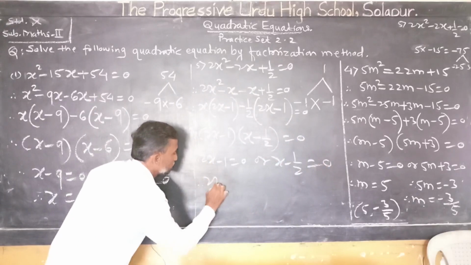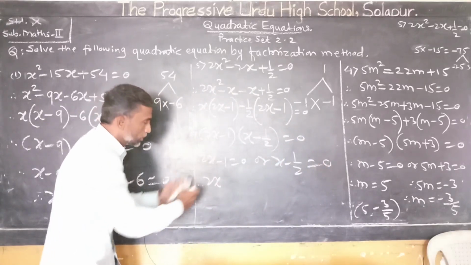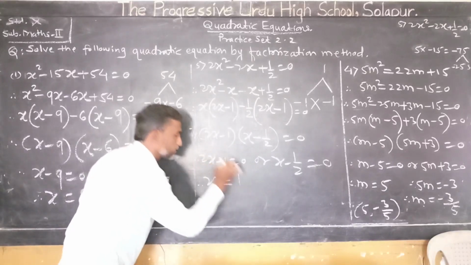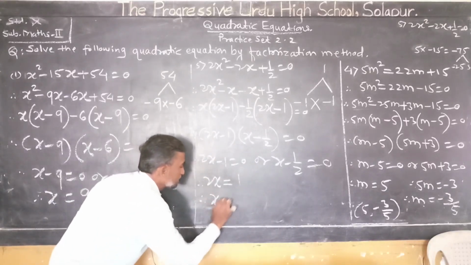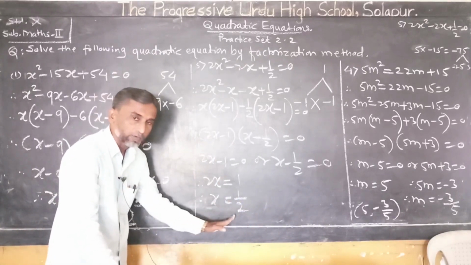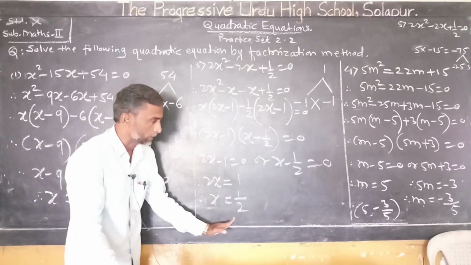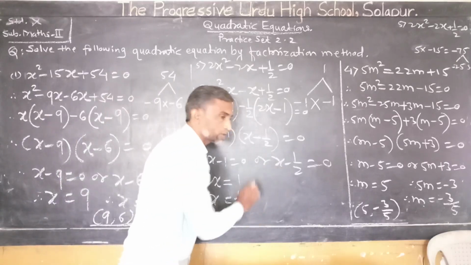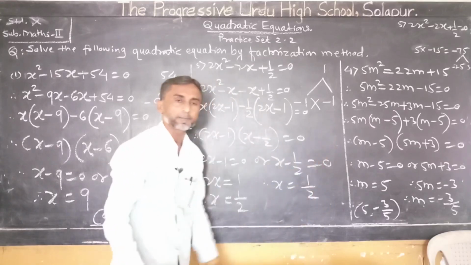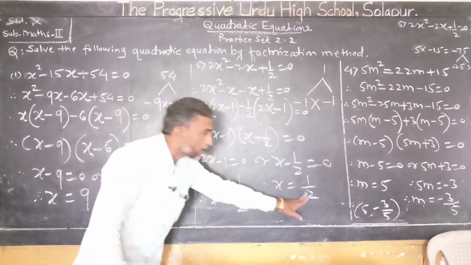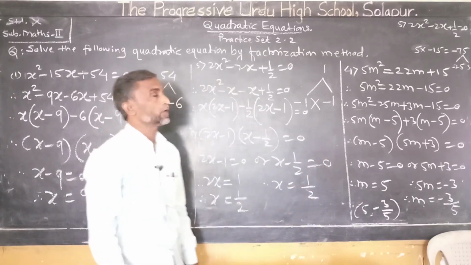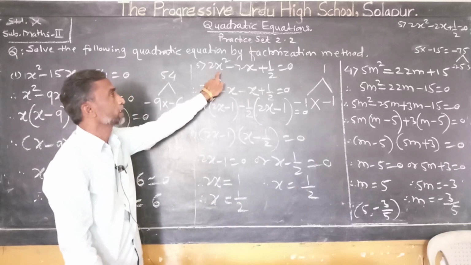Therefore, solve this linear equation now. 2x minus 1 equal to 0. Take minus 1 to right hand side. It will become plus 1. Therefore, x is equal to, take 2 to right hand side, it will go in denominator. So x equal to half. This is one of the solutions of this quadratic equation. Now solve this linear equation also. Therefore x is equal to plus half. Take it to right hand side. So half, half. Here roots of the equation are same. Half, half are the roots of this quadratic equation.